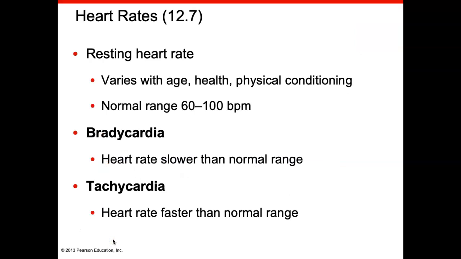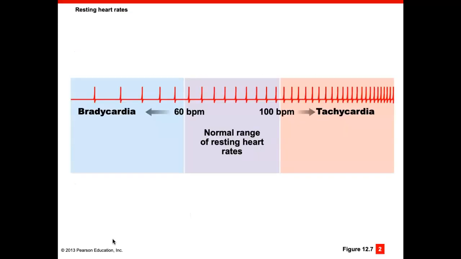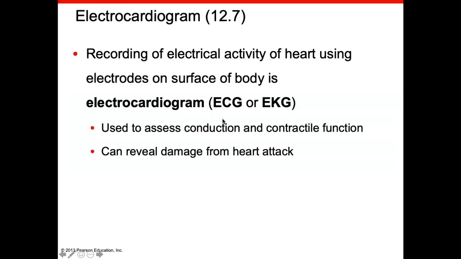Our resting heart rate varies with age, health, and physical conditioning. A normal range is 60 to 100. The healthier you are, the lower your resting heart rate will be. Bradycardia is a heart rate that's lower than normal, and tachycardia is a heart rate that's higher than normal. So again, while normal is 60 to 100, if you're on the high end, you might be out of shape. You'd want to do some cardiovascular exercises to bring your resting heart rate down to where it should be.